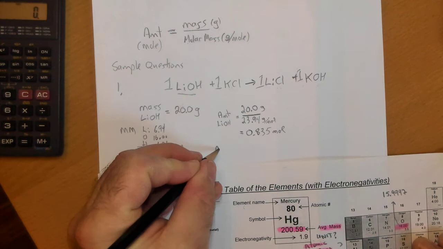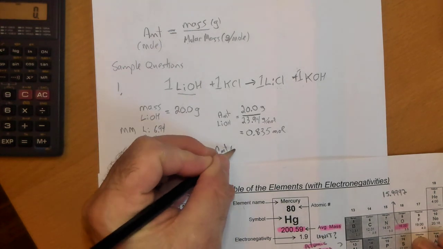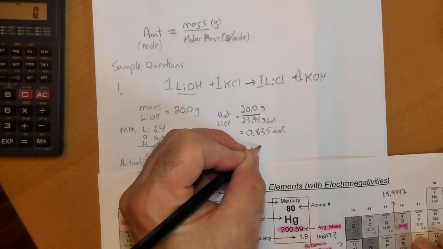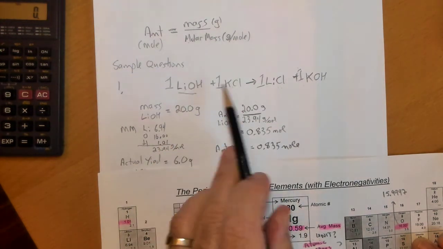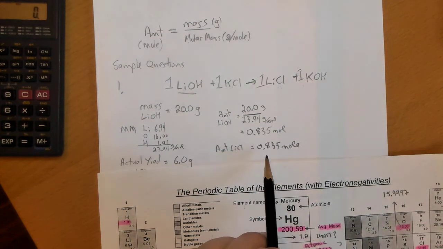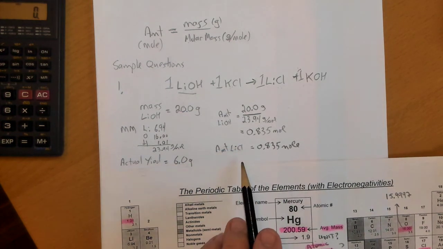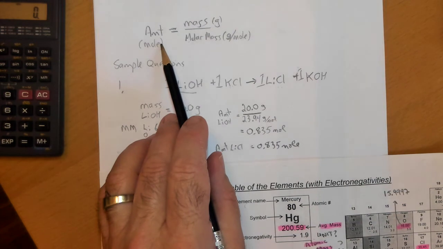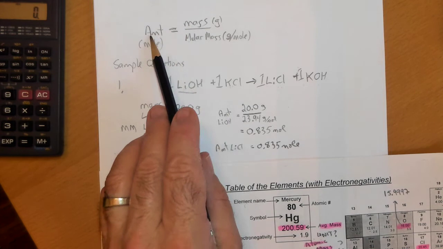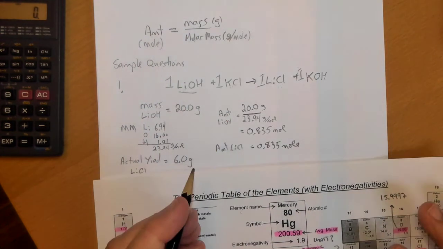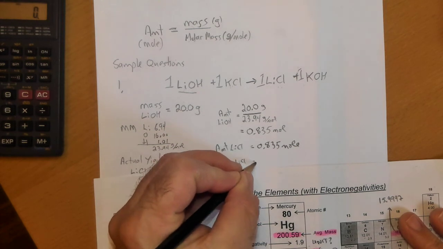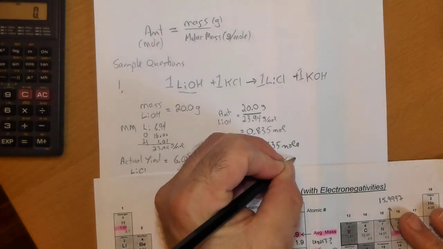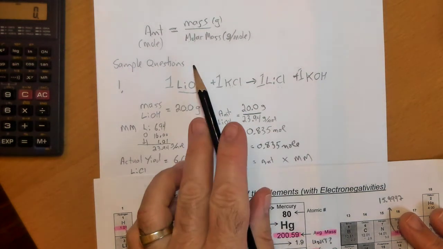So there we can say amount of lithium chloride will equal the same number. But that's only because it's a one-to-one reaction. In the next example, I'll show you where you have to consider the fact that usually it's not a one-to-one reaction. And now we have the amount of lithium chloride, and we want to find the mass, the theoretical mass that can be produced. We go back to this equation. Amount is mass over molecular mass. So the mass of lithium chloride equals amount multiplied by molecular mass. And that's just a rearrangement of that equation.